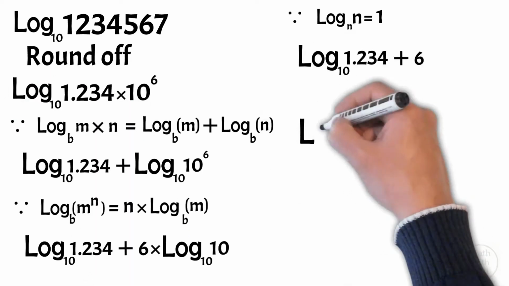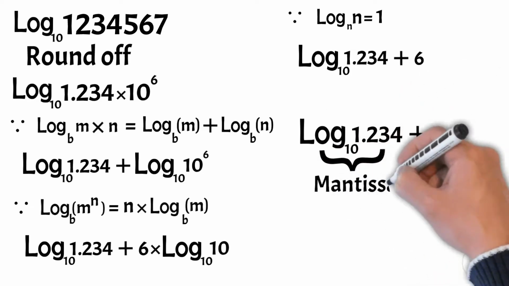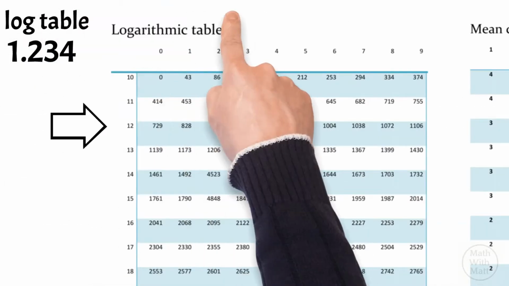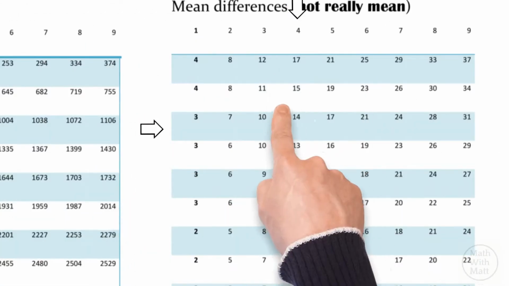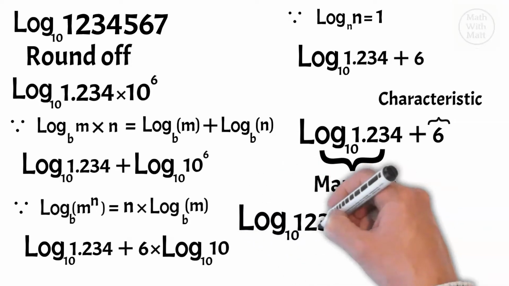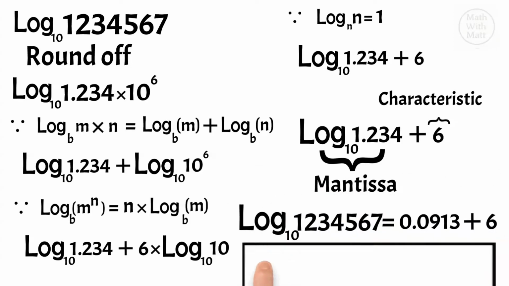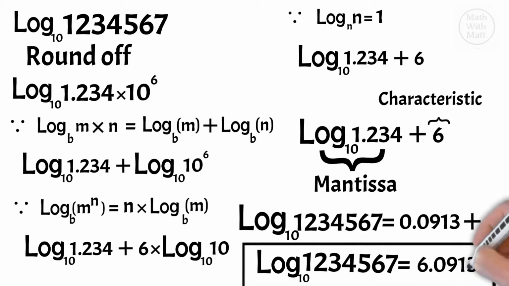After this rounding off, the next step goes as usual, and we get the Mantissa as log of 1.234, and the characteristic as 6. We have calculated the log of 1.234 before, which came as 0.0913. Finally, we can just add the characteristic and Mantissa to get our final answer, which is 6.0913.